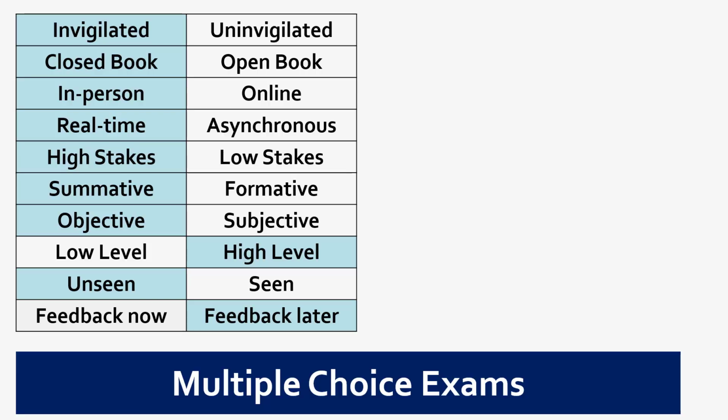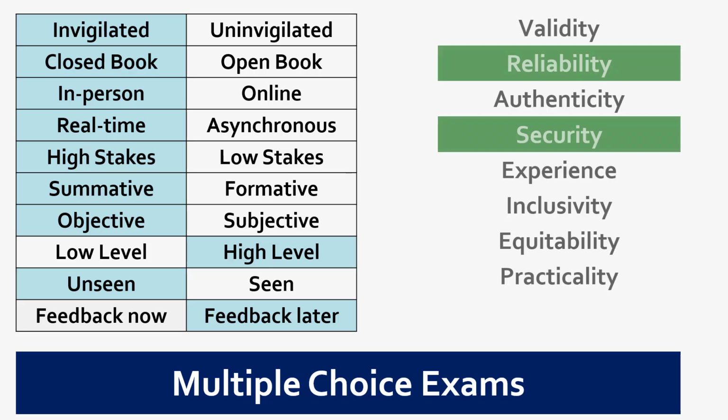Invigilated, closed book, meaning they don't have access to external sources. It's in real time. We're using MCQ, so there's a right and wrong answer, meaning the assessment is objective, with little room for marker judgment or subjectivity. We combine these practical features and the task of MCQs, then we end up with an assessment that is probably quite reliable, certainly compared to other assessment methods, and it's probably quite secure.